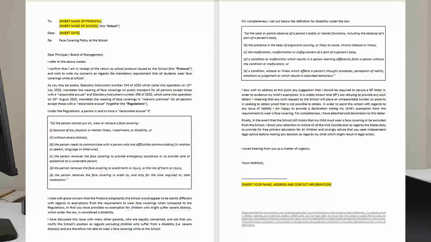In this regard, you can also advise the school of your child's constitutional right to free primary education, and that expelling any child from school because they cannot wear a face covering in circumstances where they suffer from a disability as defined in the Equal Status Acts would likely be considered illegal. To assist, I have drafted such a template letter and parental declaration setting out your child's exemption from the requirement to wear a face covering while at school, which you may find at the Google link in the description box of this video. This letter may be enough to encourage the school to accept reasonable exemptions.